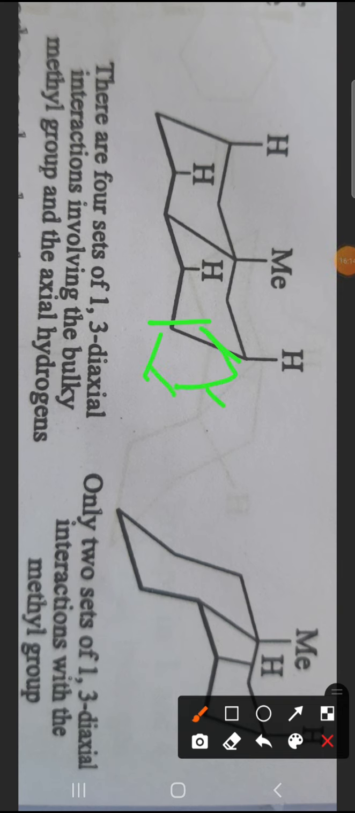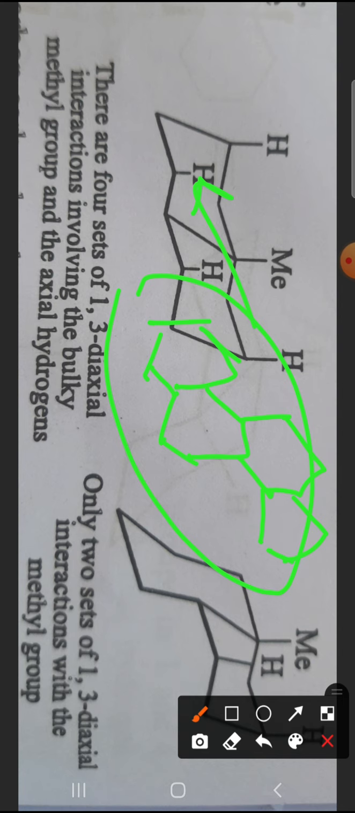The structure of cholesterol has three six-member rings fused with each other and one five-member ring, like this. So for this we will discuss this as a decalin system.